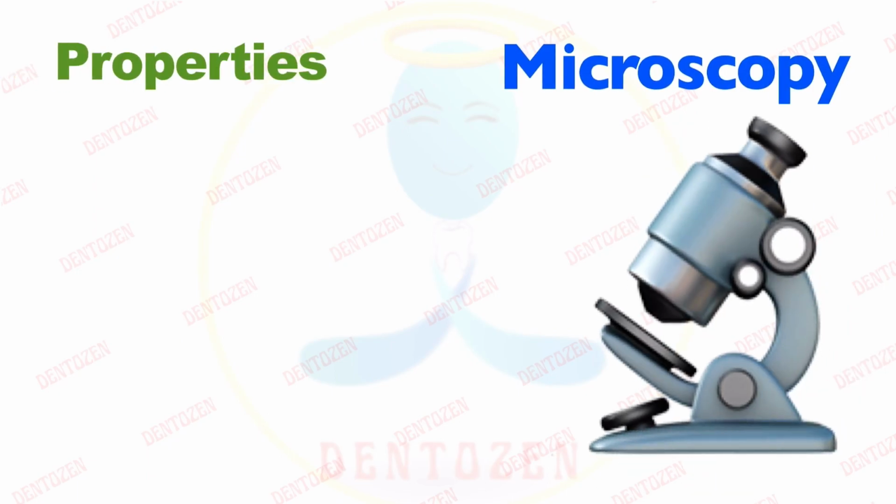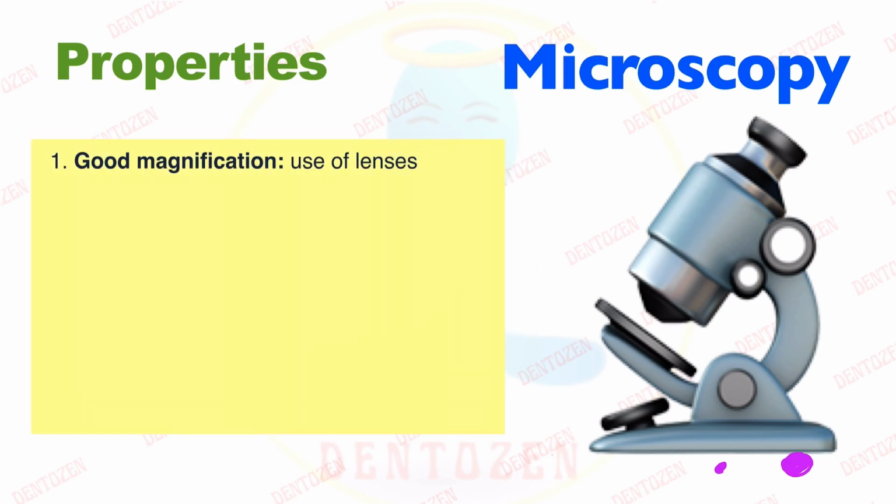Now, first let's talk about the important properties of a microscope. First important property: we want to see small bacteria, so we want to see them as an enlarged or magnified image. So an important property is magnification. A microscope should have good magnification, which is achieved by the use of lenses. Two types of lenses: the objective lens and the ocular lens help in increasing the magnification.